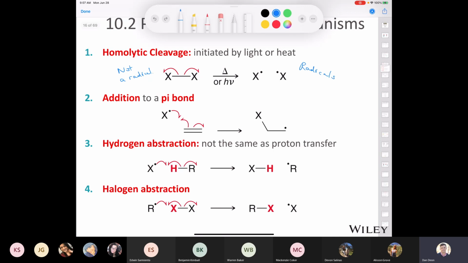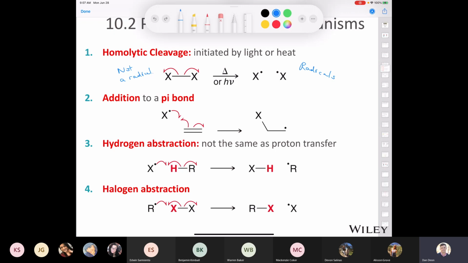Well, we initiate that either by light or heat. And the amount of heat that's required is going to depend on the bond strength, right? The weaker the bond, the less heat that's required. The light, well, the energy is going to depend on the wavelength, the frequency of the light, of course. And so sometimes you have to use ultraviolet light to break some bonds.